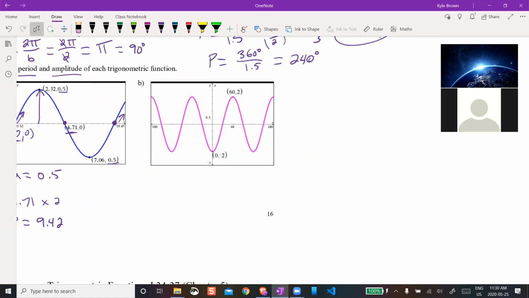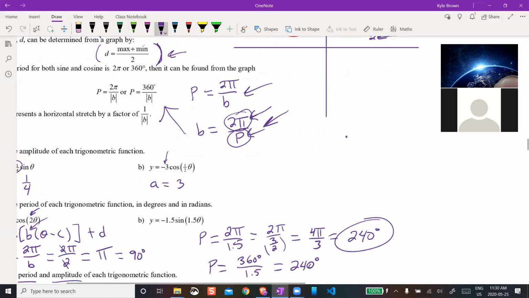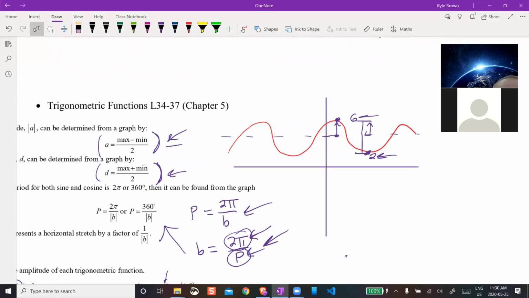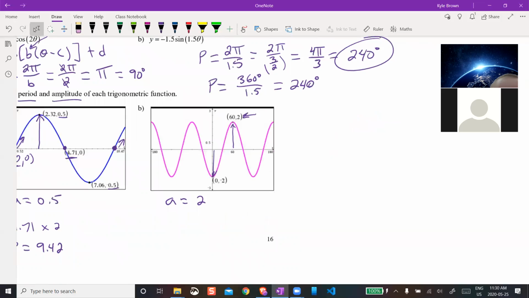All right. Okay, next one. So your amplitude of this guy, you can probably just see it, right? We haven't had too much going on. It's going to be 2, right? It's 2 to the top. It's 2 to the bottom. Our amplitude there is 2. But again, I could have used my equation, right? Max minus min divided by 2. So either way.